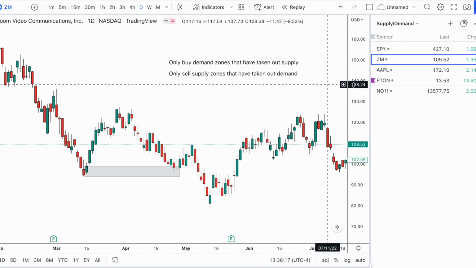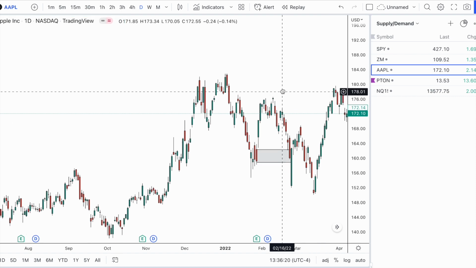Let me show you another example. Let's take a look at Apple up over here on the daily chart.